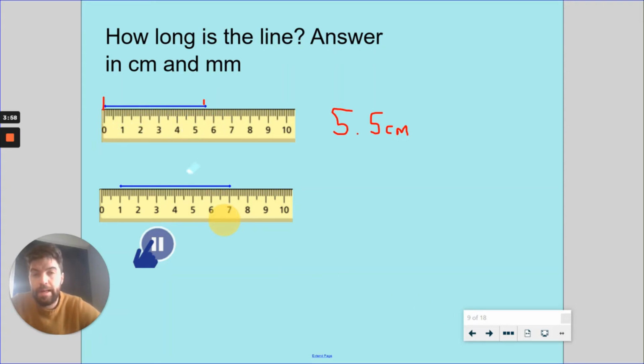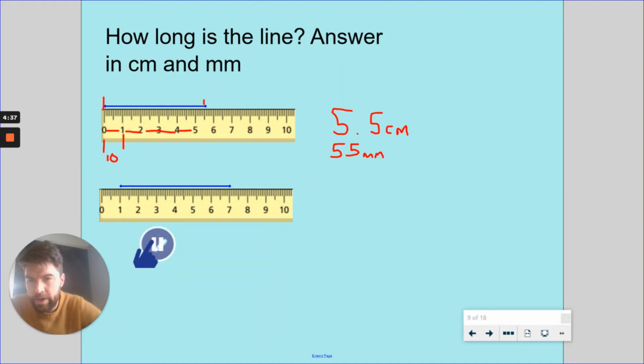Now if I want to show it in millimetres, I know that each centimetre is worth 10 millimetres. So I can count these in 10s: 10, 20, 30, 40, 50. Now I need to do these individual ones here: 51, 52, 53, 54, 55. So I know it's 5.5 centimetres or 55 millimetres.